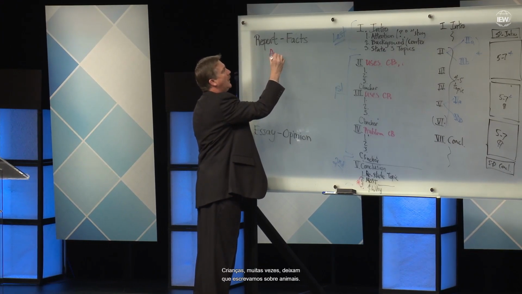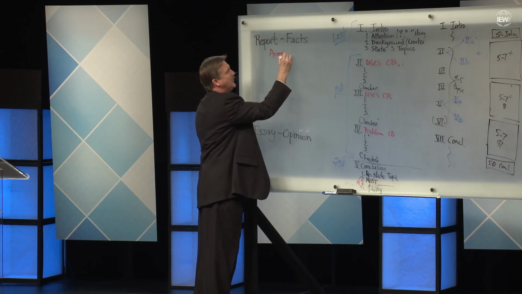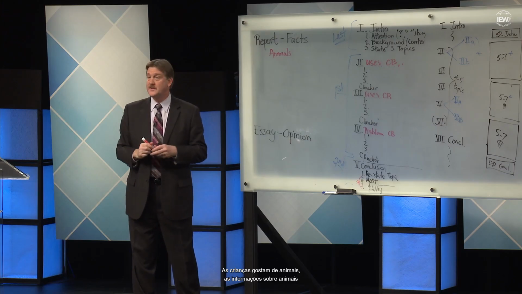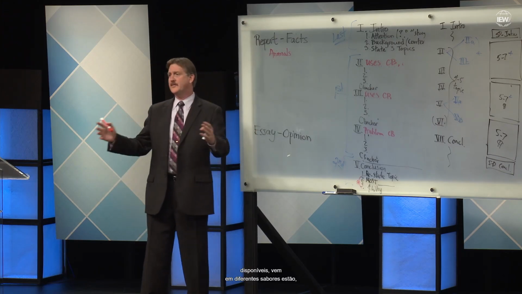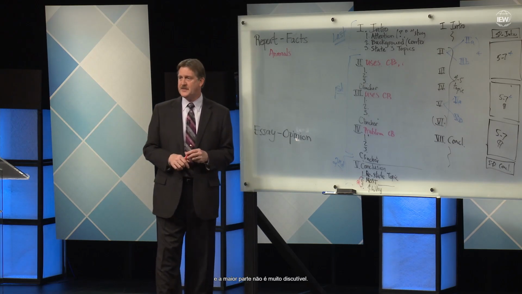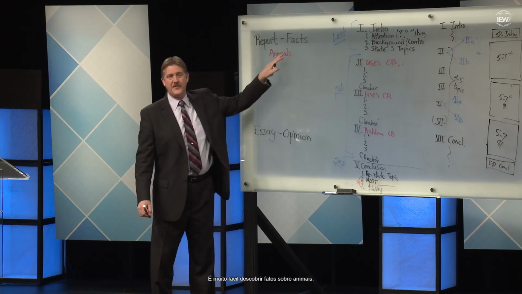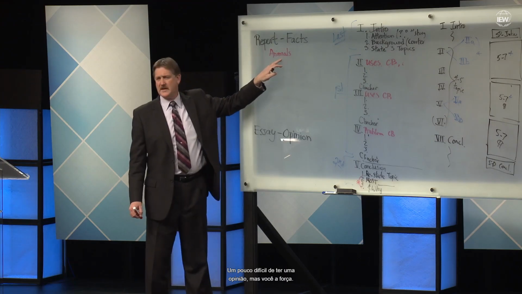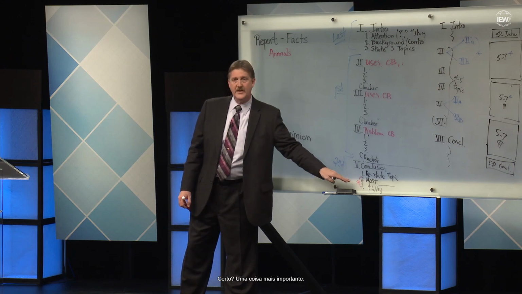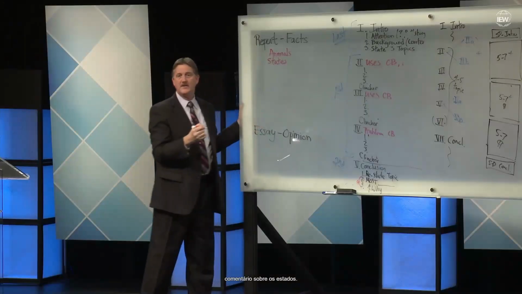Young children, we often let them write about animals. Children love animals. Information about animals is readily available. It comes in all different flavors and reading levels, and there's pictures, and most of it is really not very disputable. It's very easy to collect up facts about animals. A little bit hard to have an opinion, but you force it in, right? The most significant thing. States. We often have students in the upper elementary write about states.